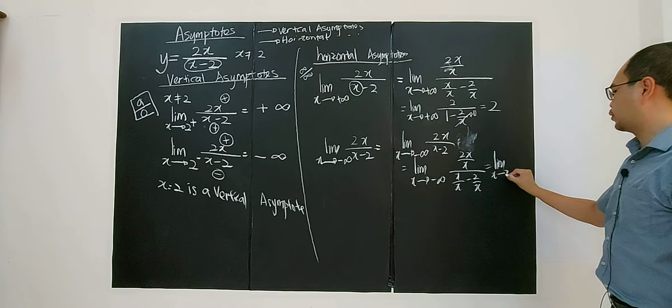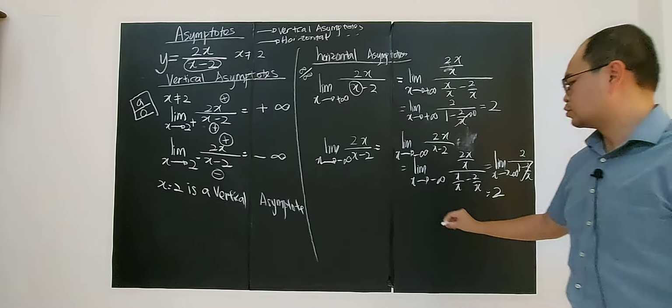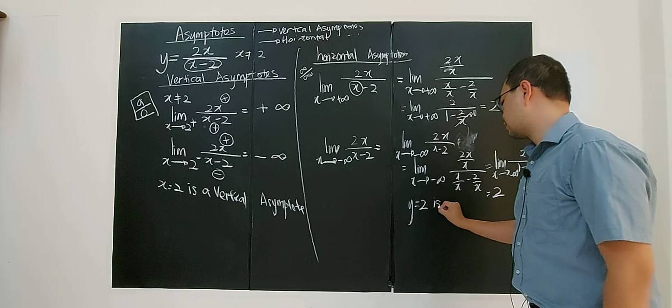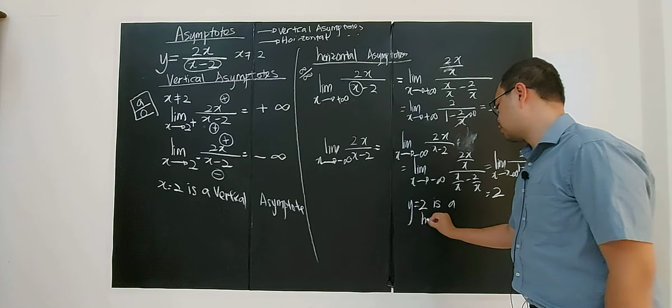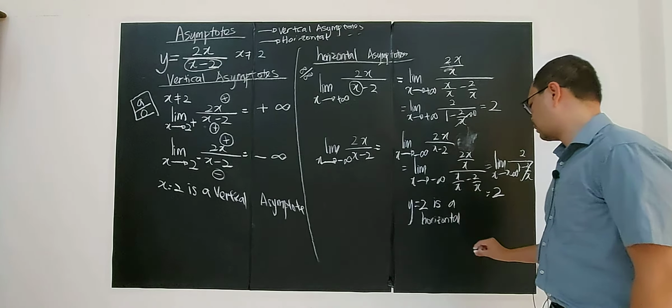This means for positive infinity and negative infinity, the limit of this function is approaching 2. So this already tells you that y equals 2 is a horizontal asymptote.